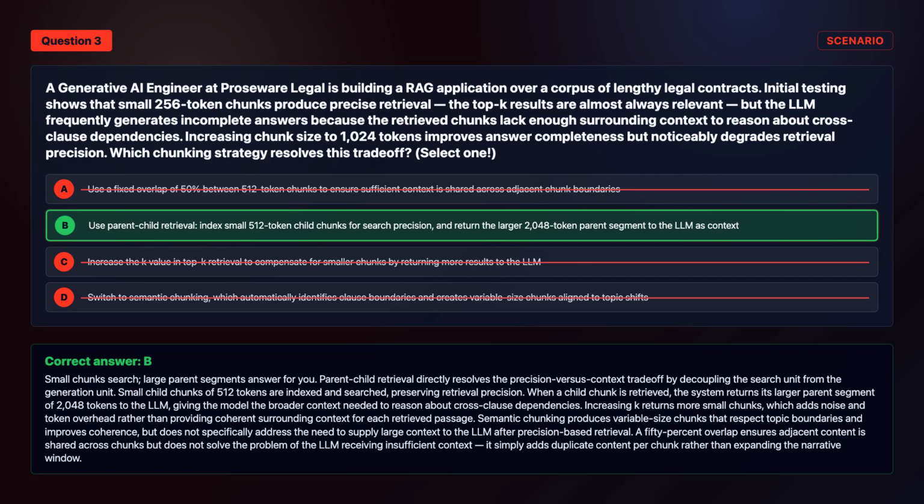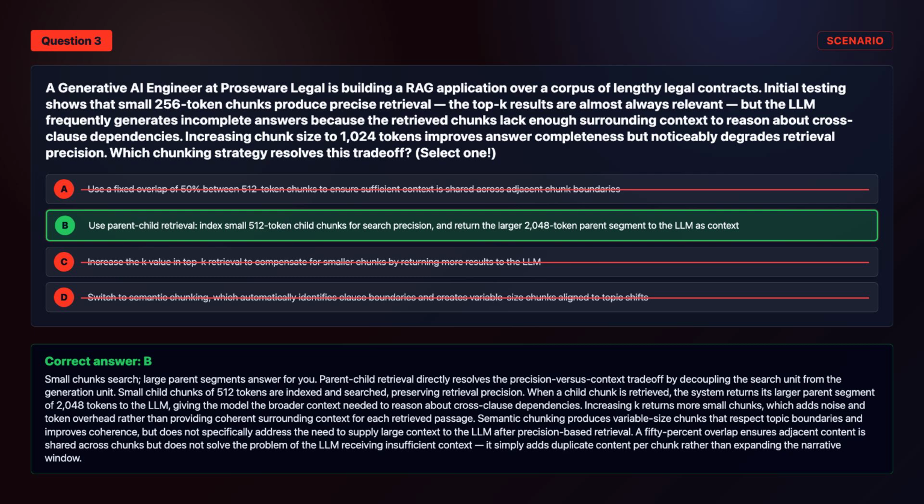Small child chunks of 512 tokens are indexed and searched, preserving retrieval precision. When a child chunk is retrieved, the system returns its larger parent segment of 2048 tokens to the LLM, giving the model the broader context needed to reason about cross-clause dependencies.